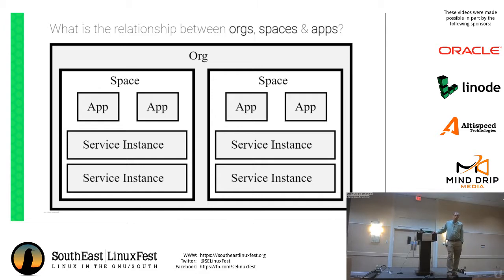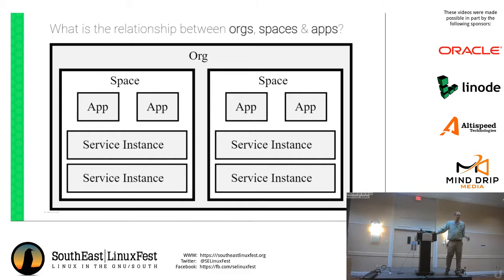So basically, here's the relationship between organization, spaces, and apps. You have an org, and in my case, on the Cloud Foundry that I'm using, I have an org set up just for me. I can create different spaces inside there for various operations inside my corporation. I'm just one guy, so I don't have to do much about it. I just got a test.